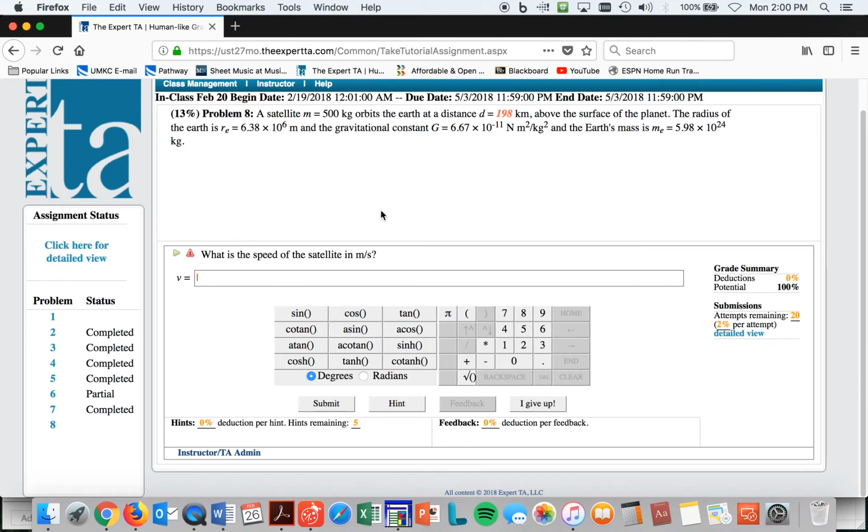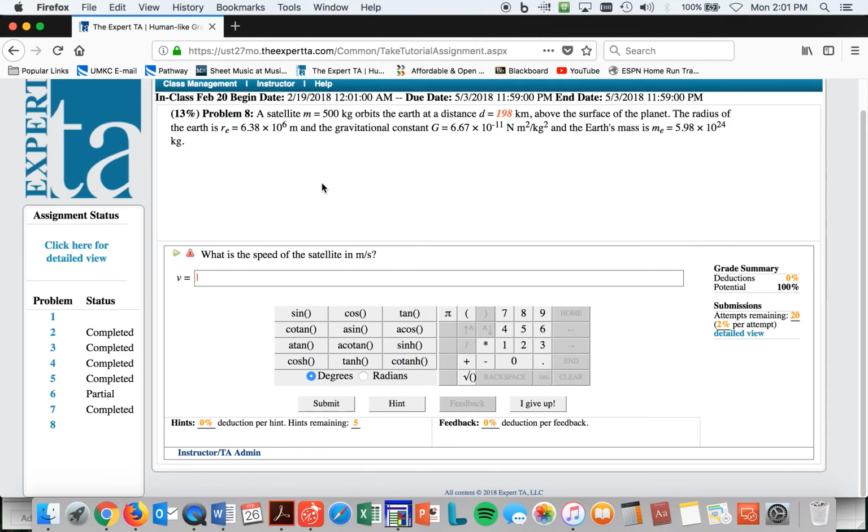here we go. Okay, this is just one. Okay, good. A satellite orbits the Earth at a distance of 198 kilometers above the surface of the planet. The radius of the Earth is 6.38 times 10 to the 6 meters, and the gravitational constant is 6.67 times 10 to the negative 11 newton meters squared per kilogram squared, and the Earth's mass is 5.98 times 10 to the 24th kilograms.